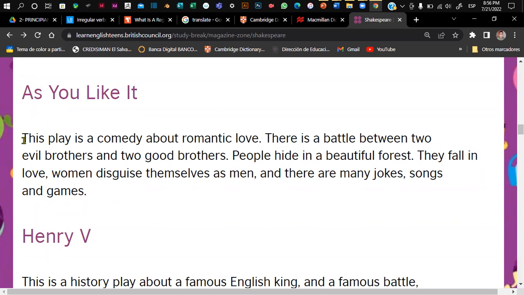As you like it. This play is a comedy about romantic love. There is a battle between two evil brothers and two good brothers. People hide in the beautiful forest. They fall in love. Women disguise themselves as men. There are many jokes, songs, and games.